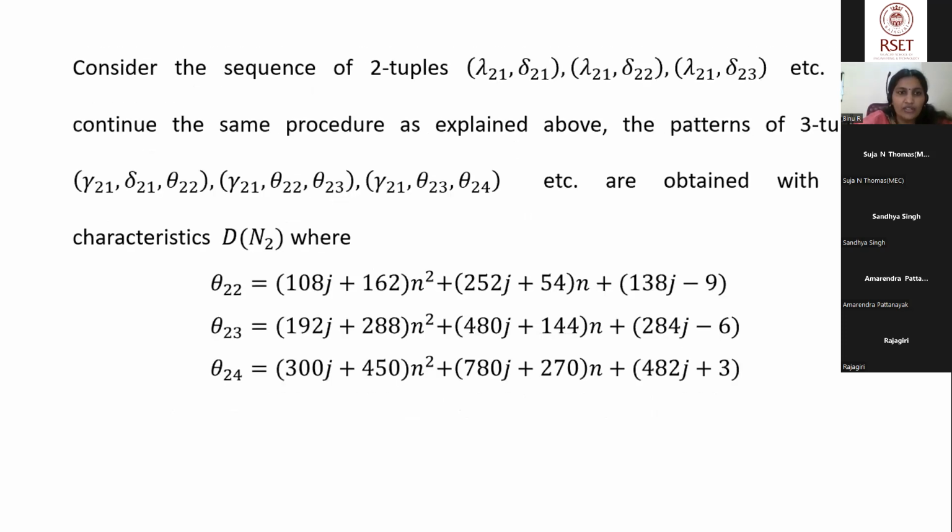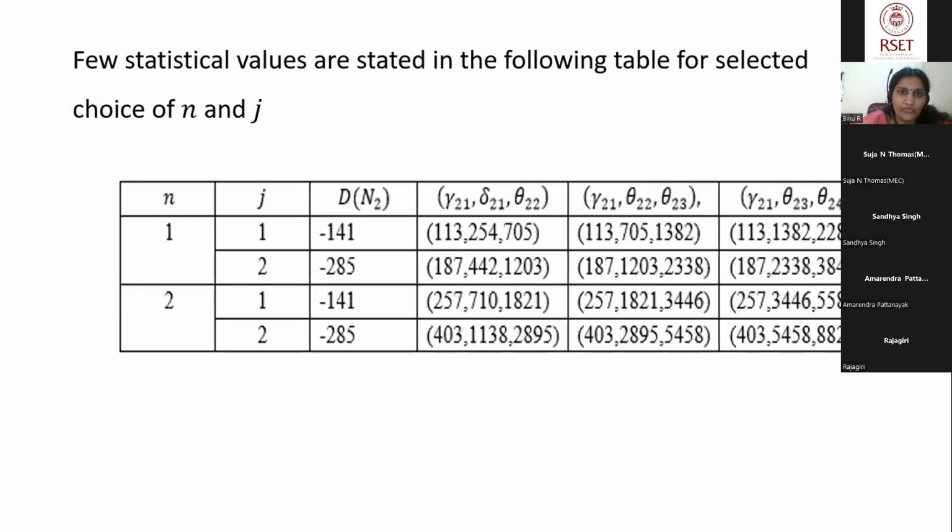Now, similarly, using the above-mentioned procedure, from gamma 21 and delta 21, I obtain theta 22; gamma 21 and theta 22, I obtain theta 23; and from gamma 21 and theta 23, I obtain theta 24. A few numerical values are stated here for the choice of n and j.